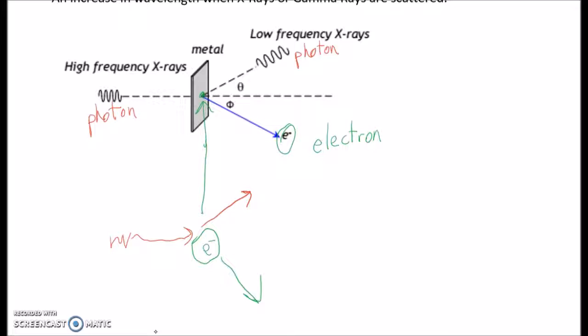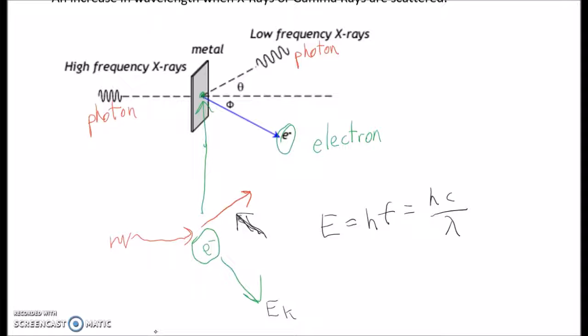So we know that the electron here has an energy because now it's got an EK, it's moving, it's got a velocity. Which means that our photon on this side has to have a smaller amount of energy than it initially did. Energy, if we remember correctly, for a photon is hf, or the other option is hc over lambda.